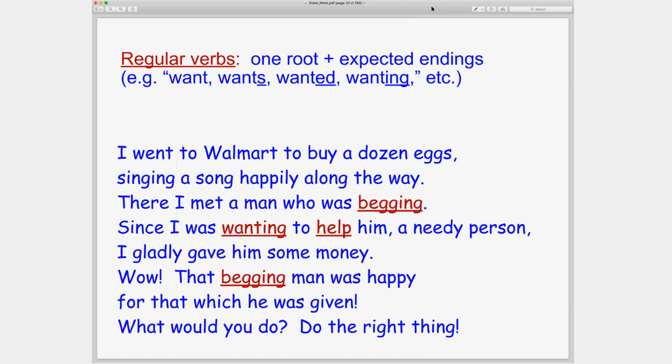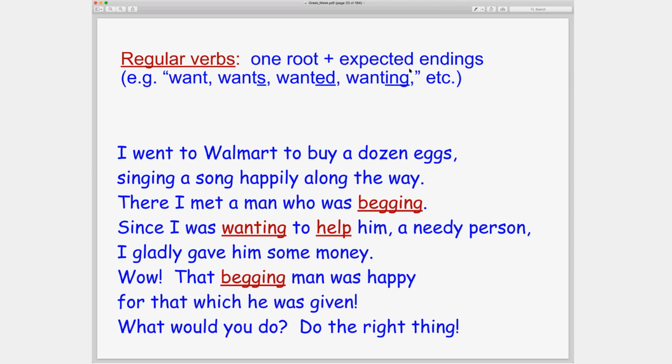Verbs can be regular or they can be irregular. Regular verbs have a root, like the word want, and then you inflect it as expected: wants, wanted, wanting, and so on. All the underlined verbs in this are regular verbs. Beg, begs, begging, want, wanting, help, helps, helped, helping, and so on. Okay?